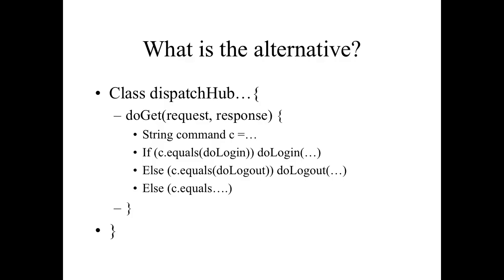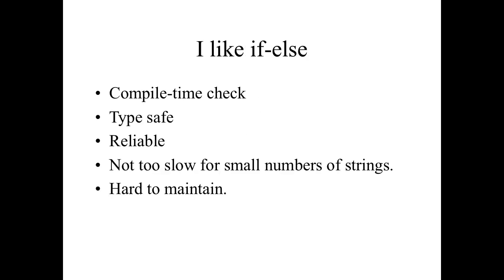Here's do get, where anytime somebody calls a get facility, you go in and get a command out of the request, and then if it's do login, do the login thing. Otherwise, if it's do the logout, do the logout thing, and if it's this thing, then do that thing. It's not a very object-oriented way to go, but you can use a switch statement after you get your command, and then do a long dispatch with the case. The if-else is pretty good. It's type safe, it's reliable, and that's not terribly slow for a large number of strings, but you can make it constant time if you use a switch.